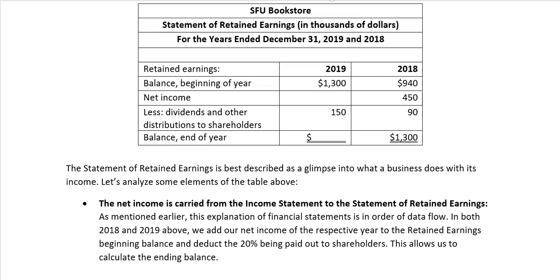So we're going to see that the bucket is now 1300, and I'll talk a little bit more about where that number comes from, but for now we're just going to go ahead and plug in our net income from our income statement of $750.